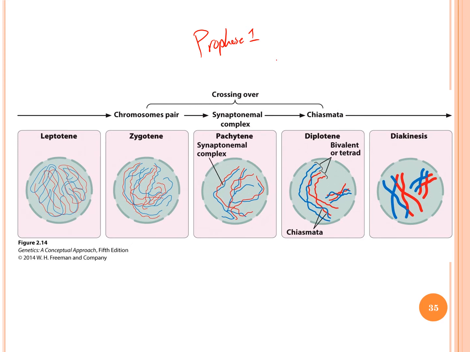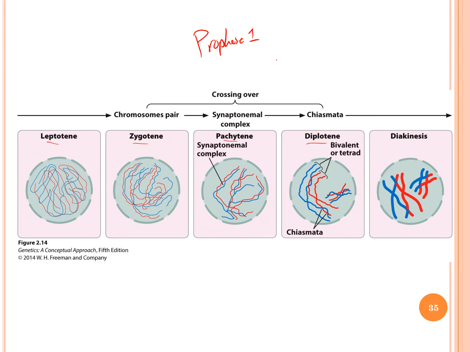Prophase 1 means prophase of meiosis 1. And it occurs through a series of processes. So there's several steps to prophase 1 we haven't discussed before. The leptotene step, the zygotene, the pachytene, the diplotene, and then diakinesis occurs.